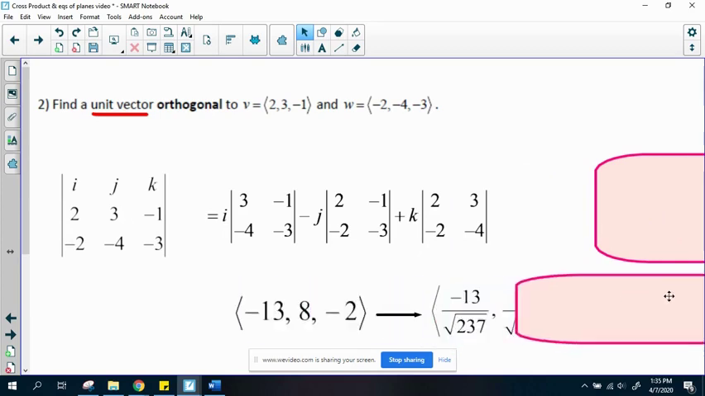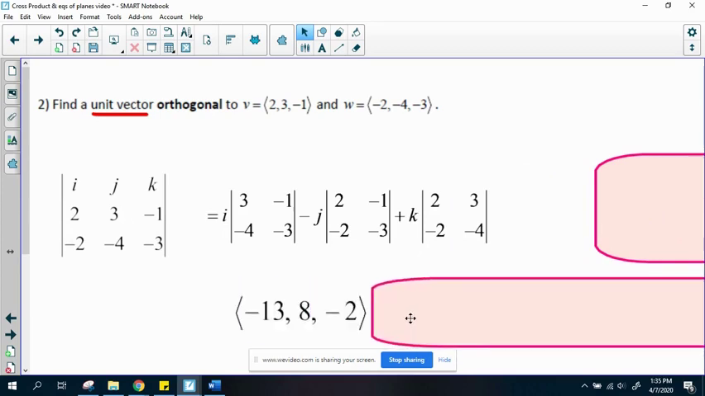Okay, and I will show you that when you get this, I skipped that step because I'm pretty sure you guys can multiply and subtract. And I ended up with negative 13, 8, and negative 2. Okay, now this would be great, except for going back to the very first part of it.